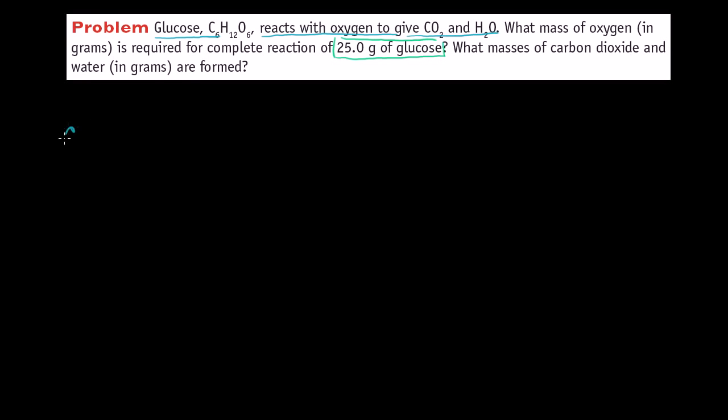So glucose, C6H12O6, reacts with oxygen. Oxygen in its molecular form, there's two atoms there, O2. To give, the products are carbon dioxide and water. And you might already recognize this. This is a stoichiometry problem.